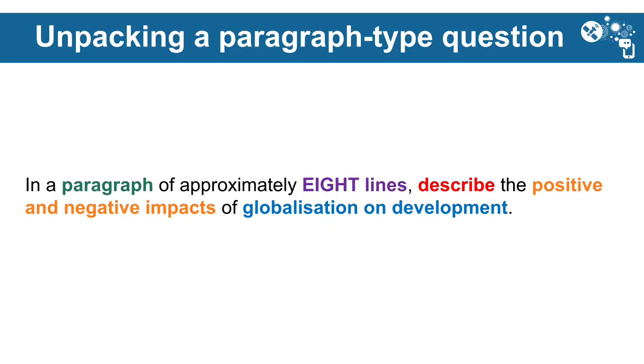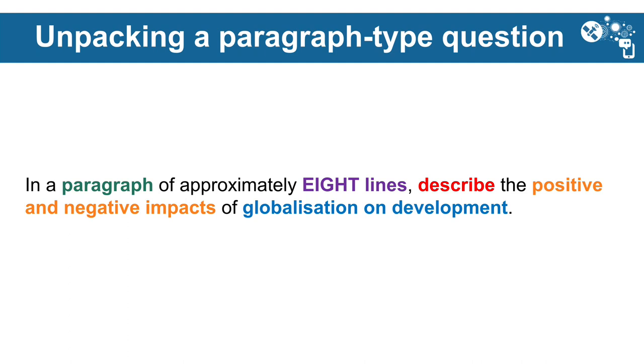So let's look at a paragraph question. Here is a paragraph type question on globalization. And the question reads as follows: In a paragraph, so there I immediately know it's a paragraph question. It tells me, in a paragraph of how long? Approximately. Notice they don't say exactly, of approximately. So if it's 6 or 7 lines, or if it's 9 or 10 lines, that's approximately 8, that's fine.